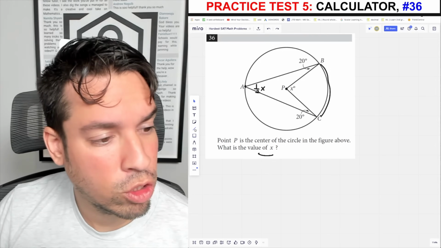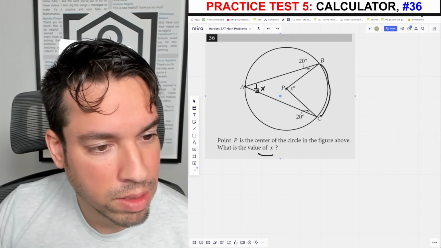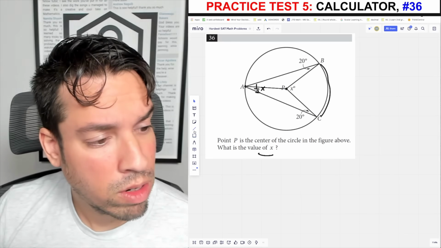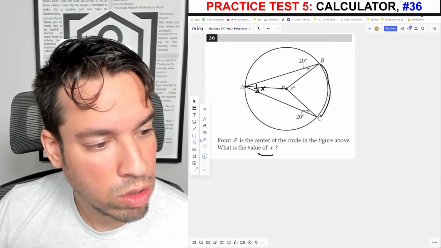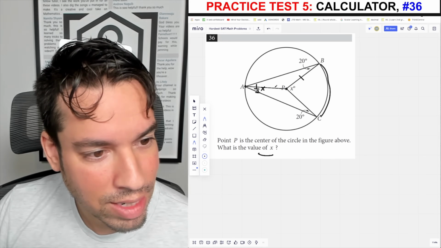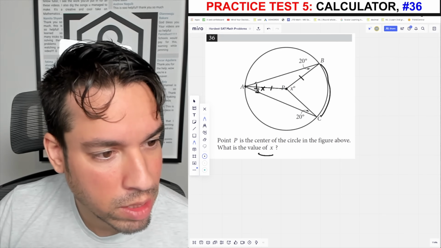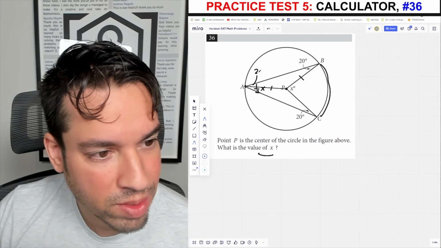Next, I'm going to draw in another radius, and this is often an amazing way to approach a lot of these. The great thing about radii is that we always know that they're all equal. So I know that this is equal to this. And if that's the case, these opposite angles are equal, which means this little angle in here is 20 degrees.